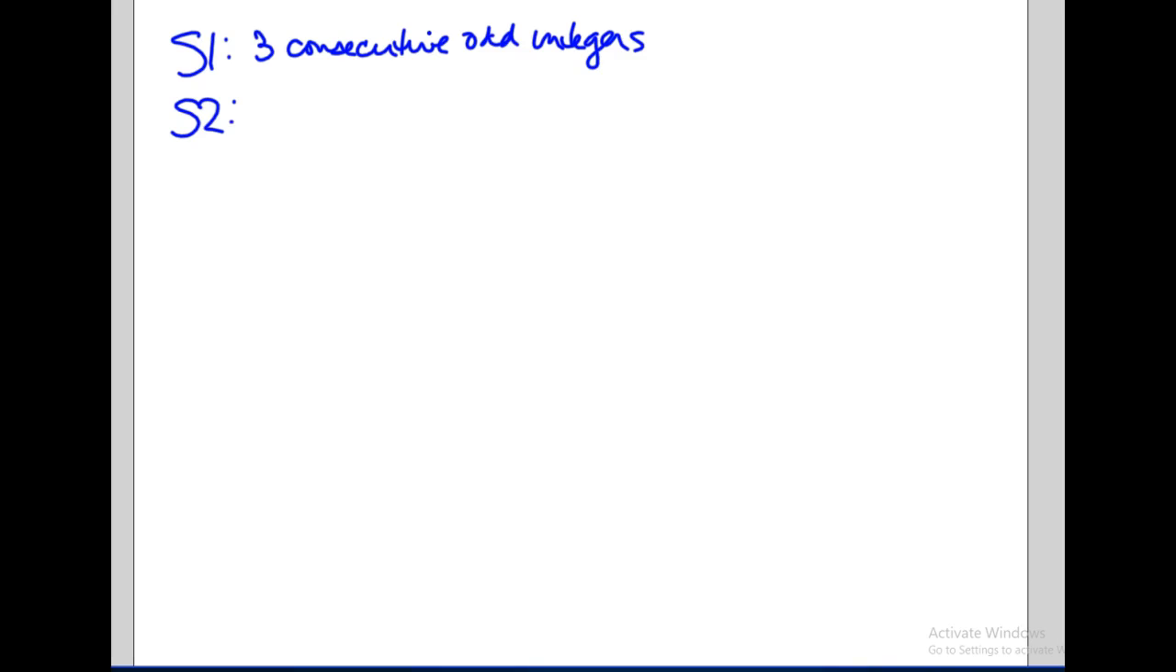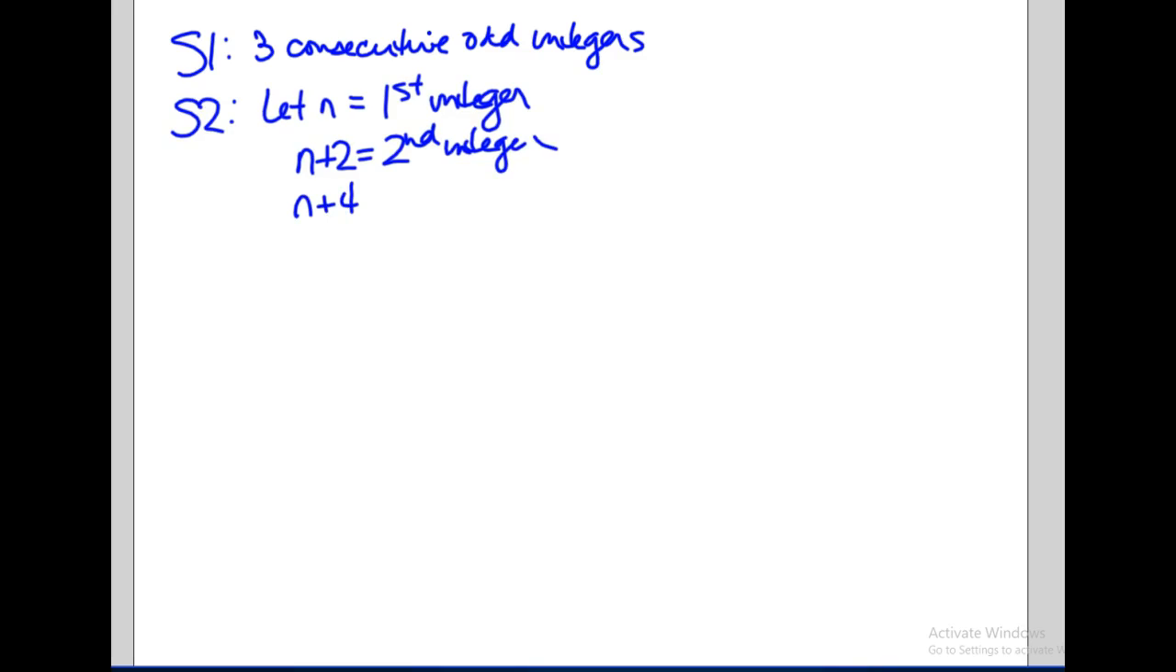Okay, step number 2. Okay, that's my let statement. So let n equal the first integer. Now we need odd integers, so what are we counting by? Nicely done. N plus 2 is my second integer. And then n plus 4 is my third integer.